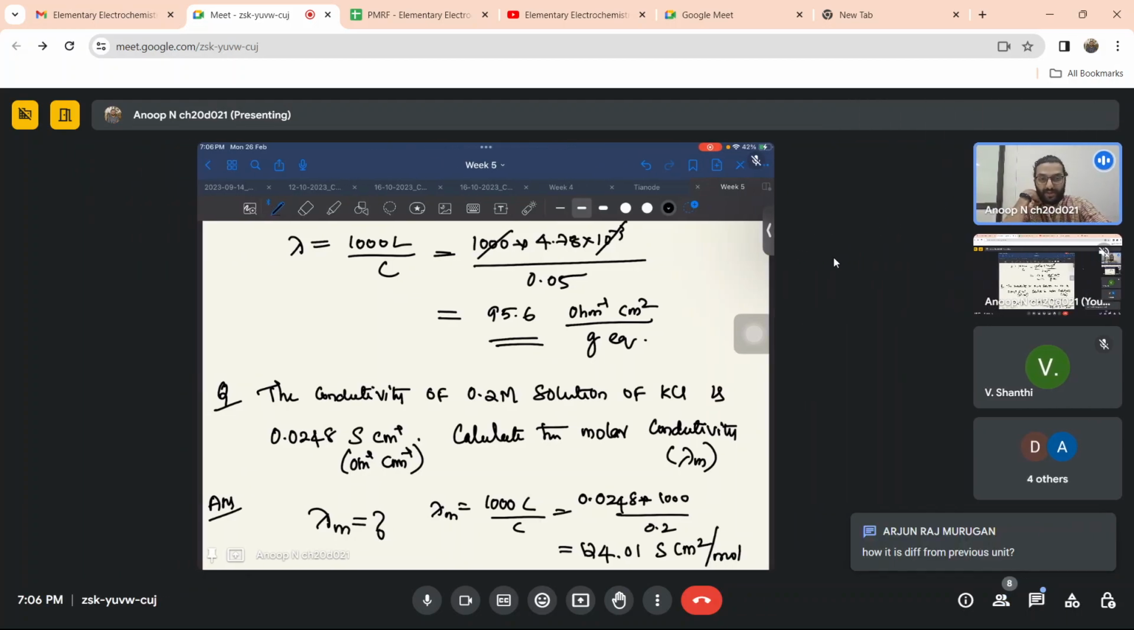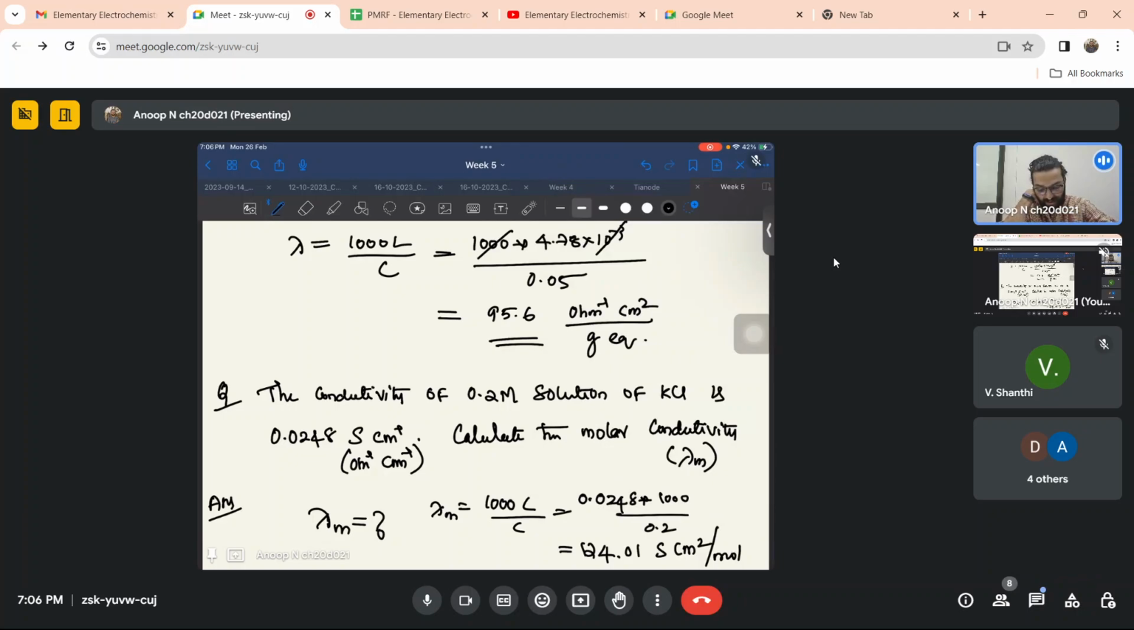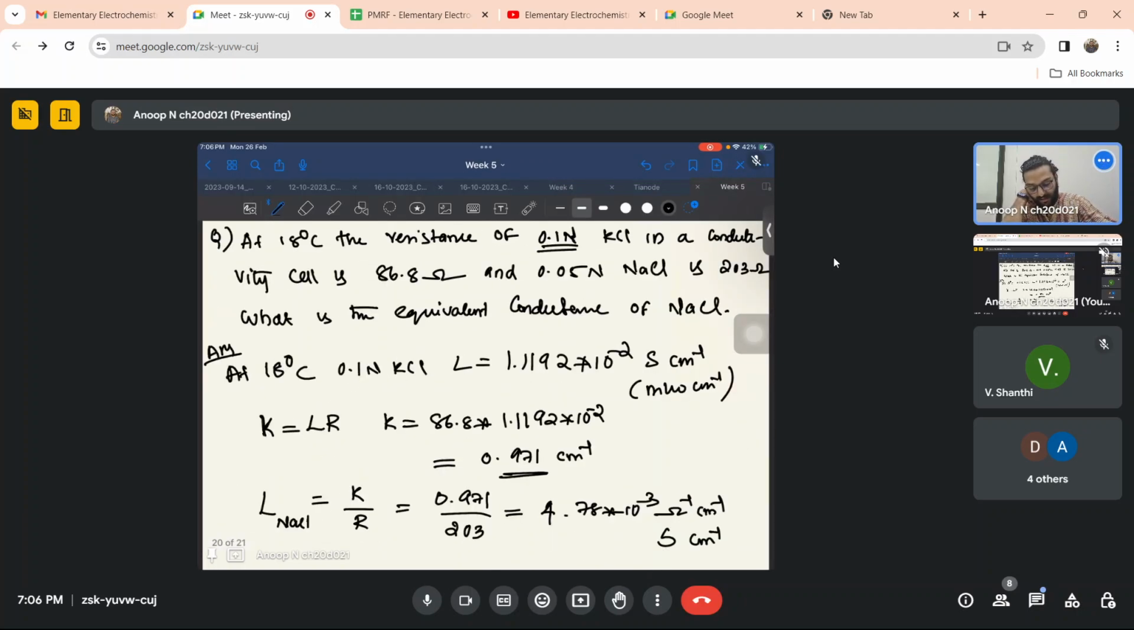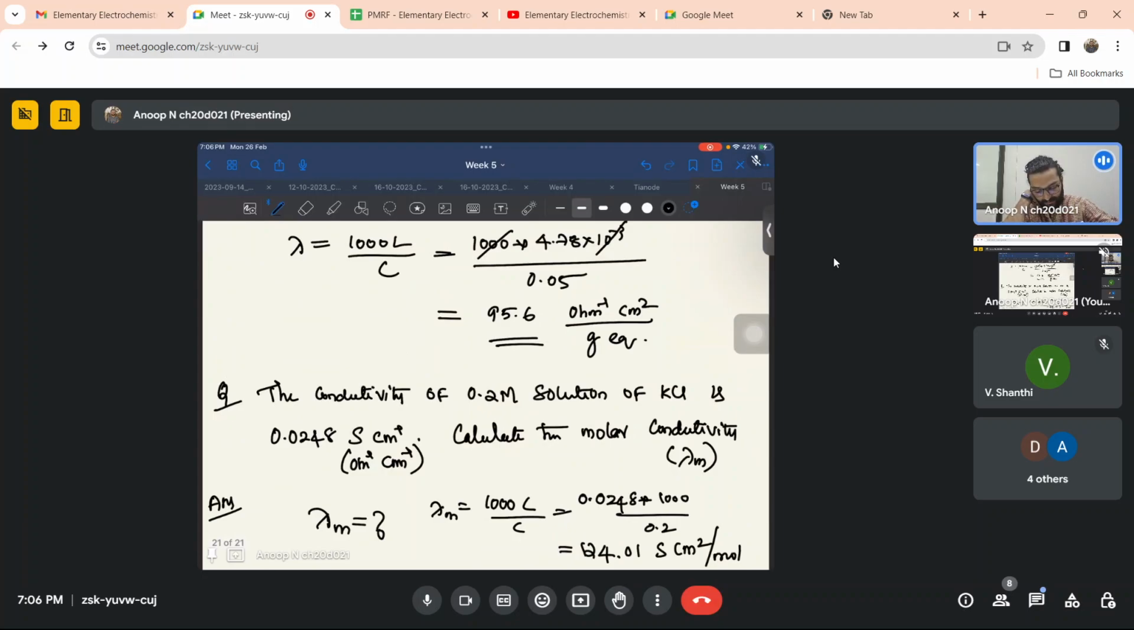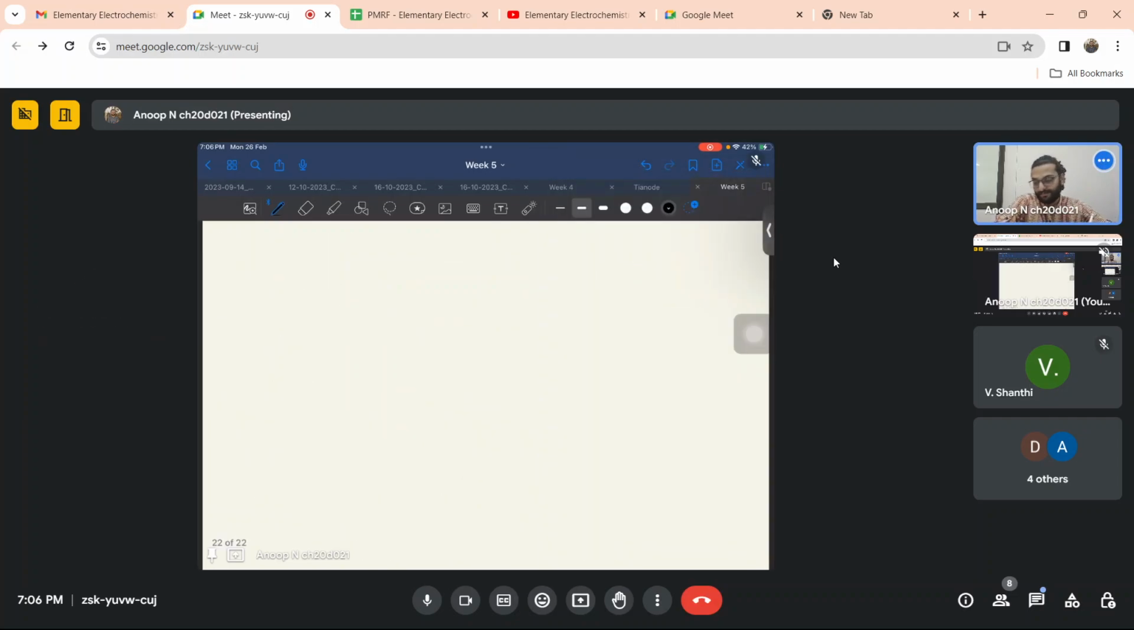Actually, in the last problem, normality was given, so it will be gram equivalent. Here molarity is given, so molarity is nothing but mole per liter. That 1000 value is coming to convert the liter into centimeter cube, because the unit of L is in centimeter. Here it's given in molarity, so we call it molar conductivity. Yeah, that's it. So shall we move on to the next question?